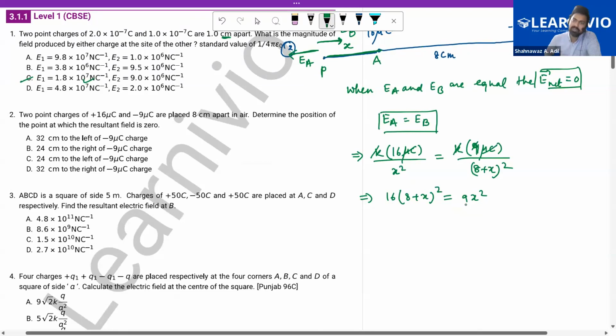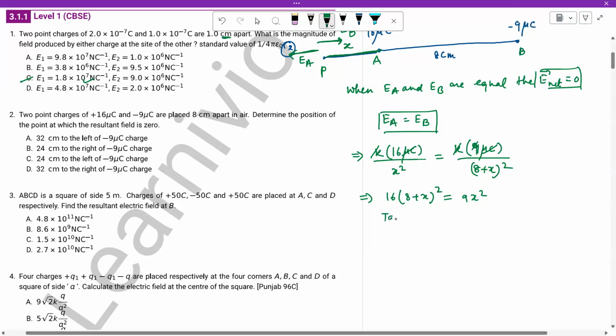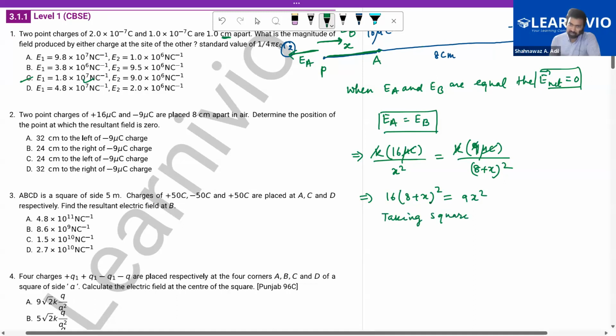So how should we solve this question? Okay, you see that in every term there is a perfect square, right? So if we start to expand this thing, then it will be troublesome. So we just take the square root.